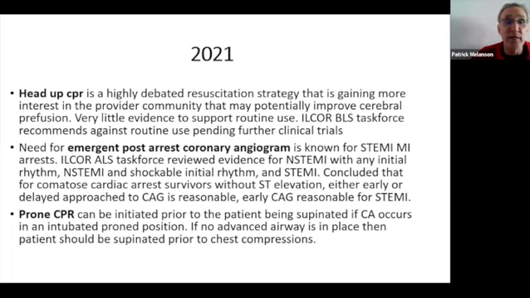If it's a non-STEMI, you could go early or late or not at all, depending on judgment. And then because of the COVID situation, they make a special statement on what to do if somebody arrests when they're in the prone position. Basically, if you're prone with an endotracheal tube in place, you should start chest compressions in the prone position.